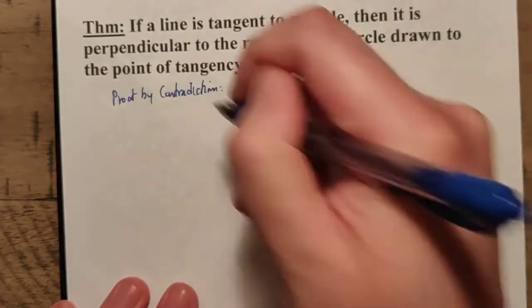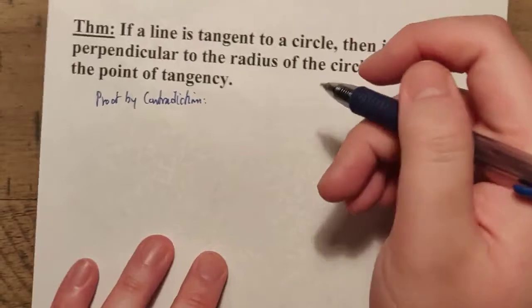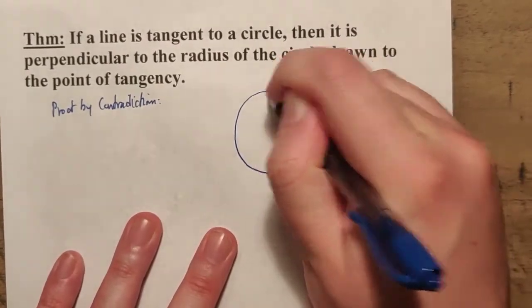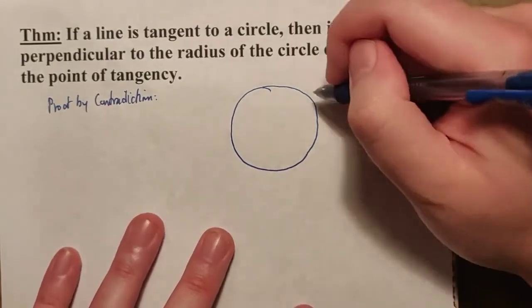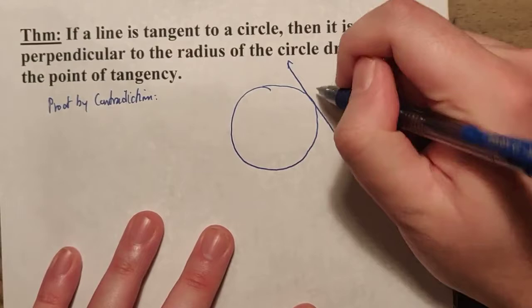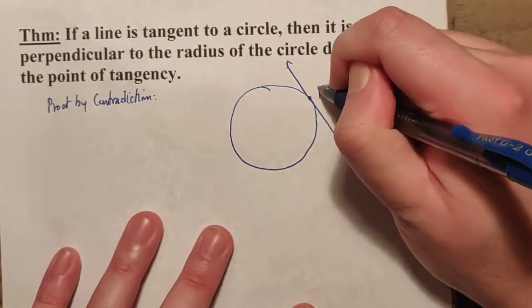Okay, so again, let's draw the picture here. We're going to have a tangent line like this here. So let me draw a tangent line like so. So let's say here, this is my point of tangency. Let's call it P here.